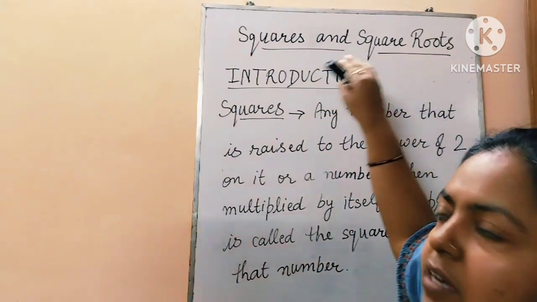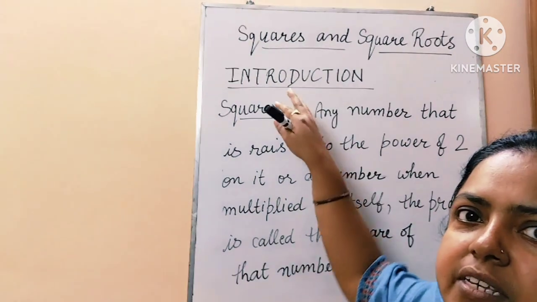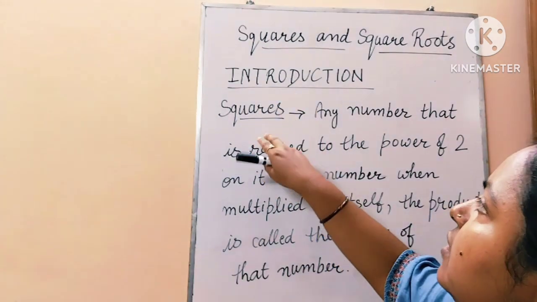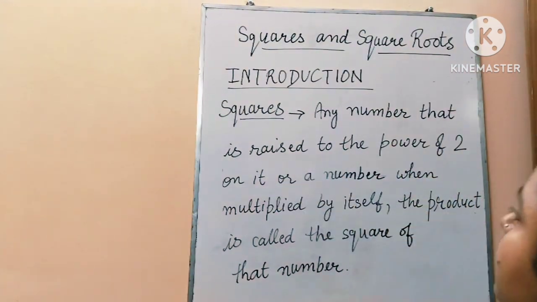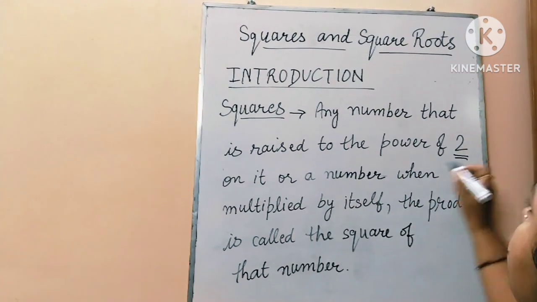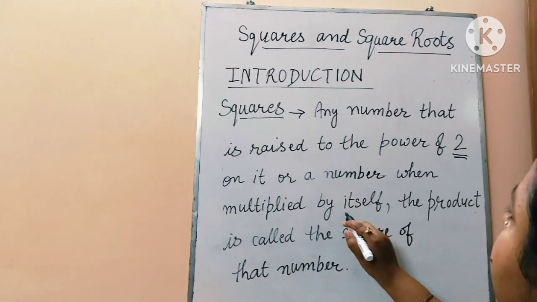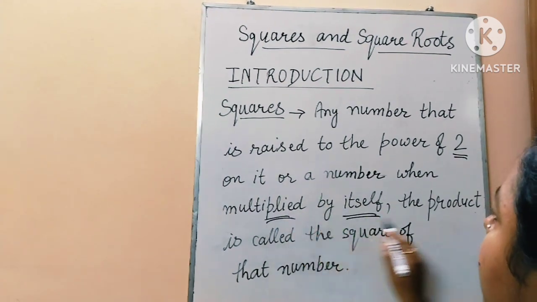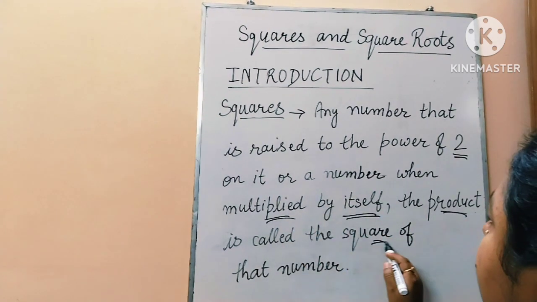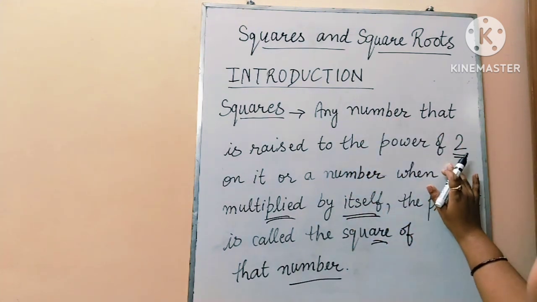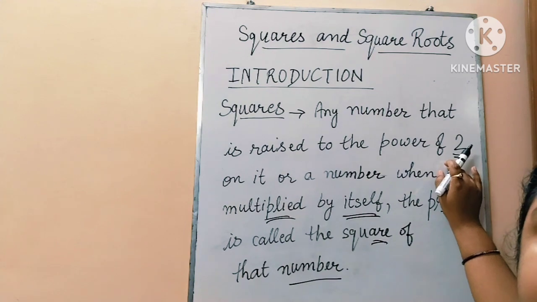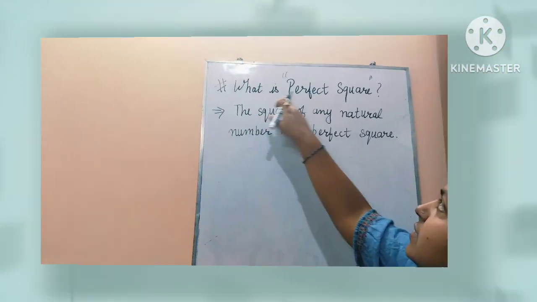Square and square roots. Introduction. So first of all, we will understand squares. Any number that is raised to the power of 2, or a number when multiplied by itself, the product is called the square of that number. किसी भी नंबर की पावर अगर 2 है तो हम उसको उसी से मल्टीप्लाई करके उसका स्क्वायर निकालते हैं.